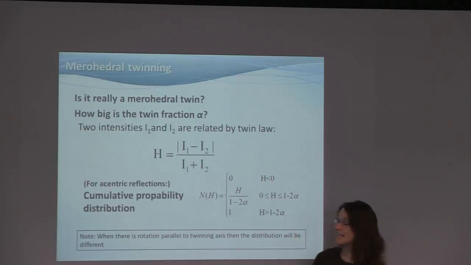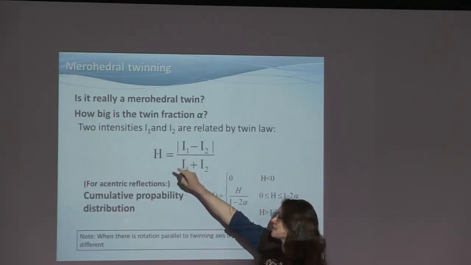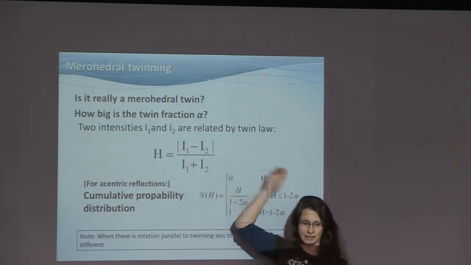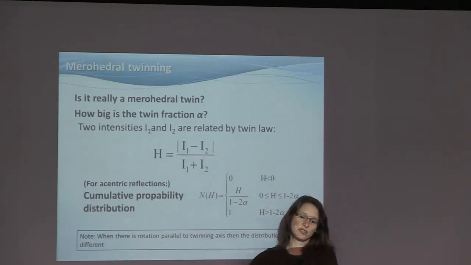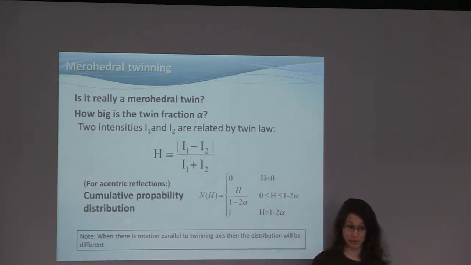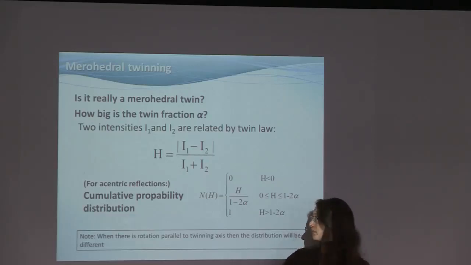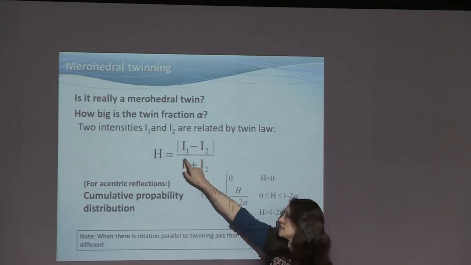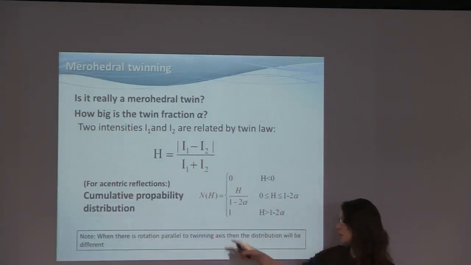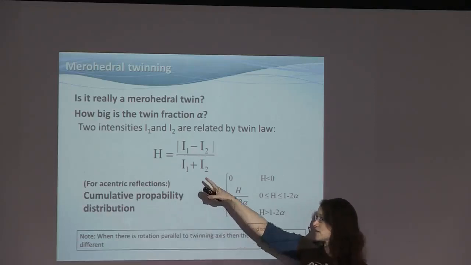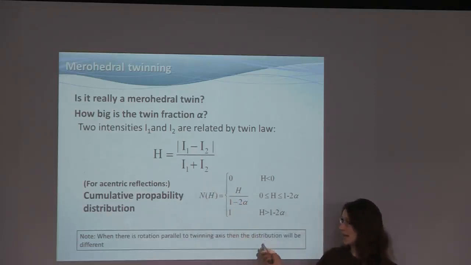Now, we need a test for that intensity distribution thing. The first test we look at is the H test. For the H test, it's important to recognize that we are taking two intensities that are related by the potential twin law. There is only a limited number of potential twin laws that basically transform the lower point group into the higher point group. So we can make a good guess. We take those two intensities, take the difference between them, take the absolute, and divide by their sum. We then do a cumulative probability distribution of this H value and plot it.